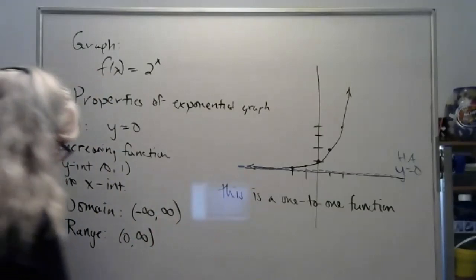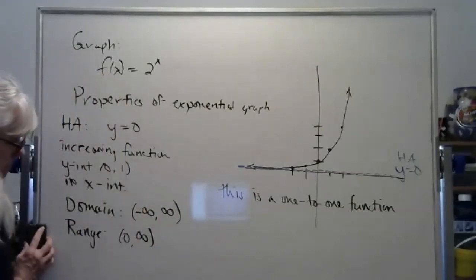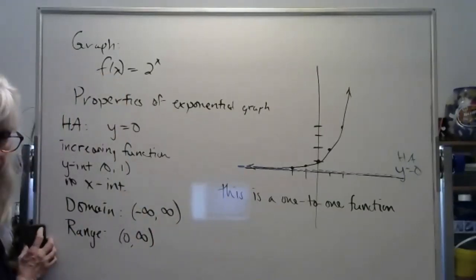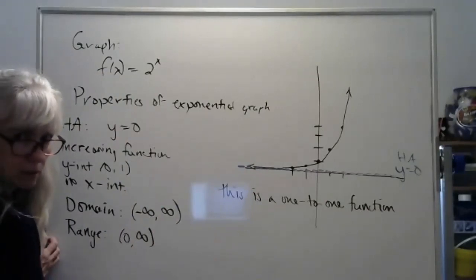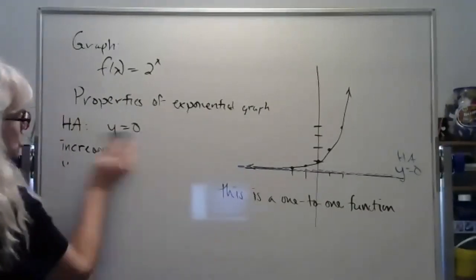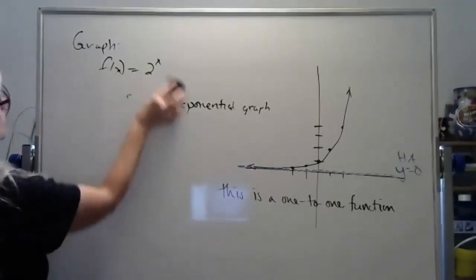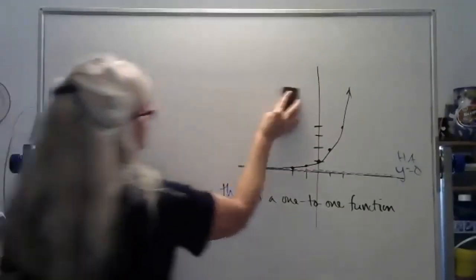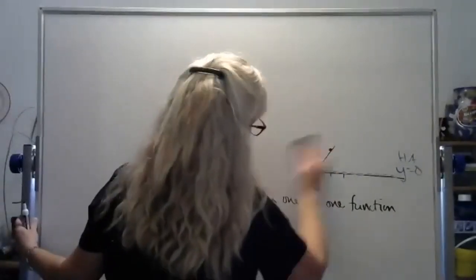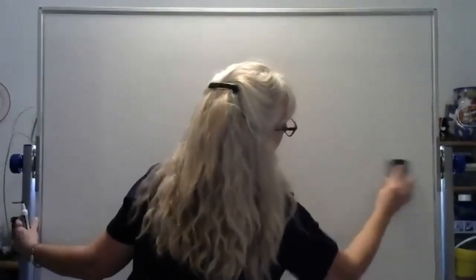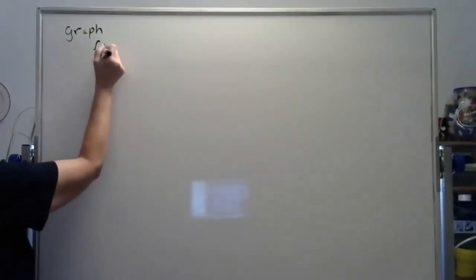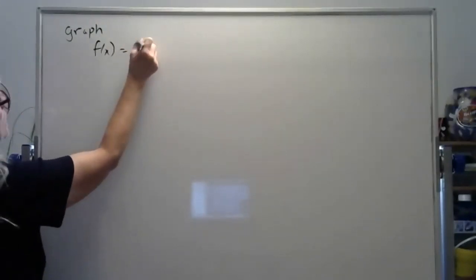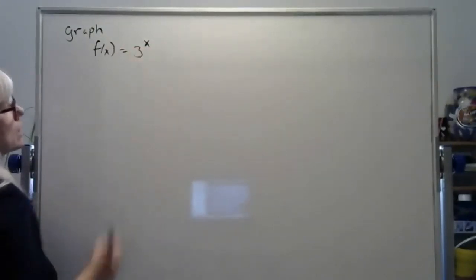Okay, let's do another one just to get some practice at it. Is everybody good? Looks like everybody's good. Okay. So now I'm going to change the base to a different base and we'll do it again. So let's graph f of x equals, I'm going to do 3 to the x this time, so 3 to the x.